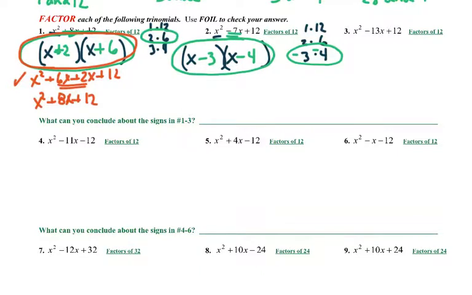By the way, it wouldn't matter if you did x minus 4, x minus 3. That's going to be the same thing, same inners and outers. And so if I check it, I see that I get x squared minus 7x plus 12.